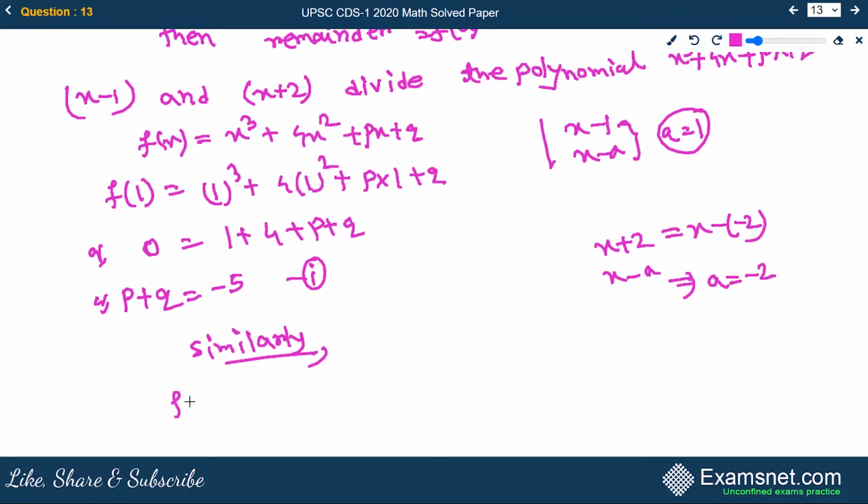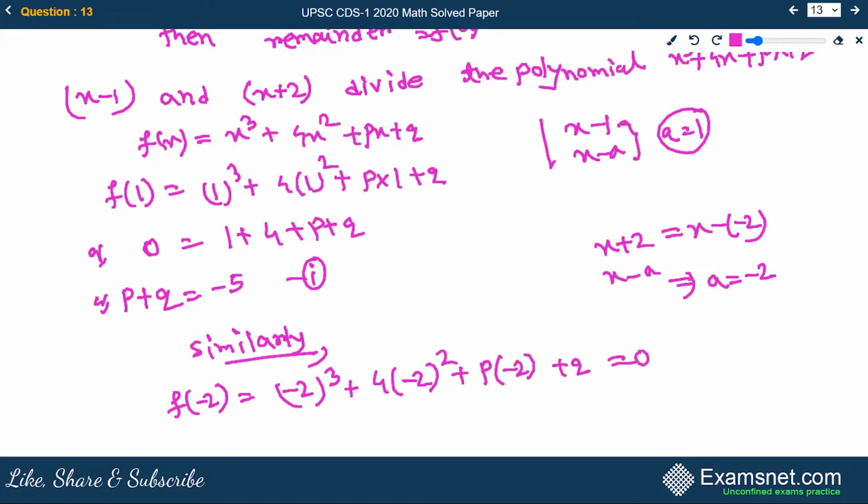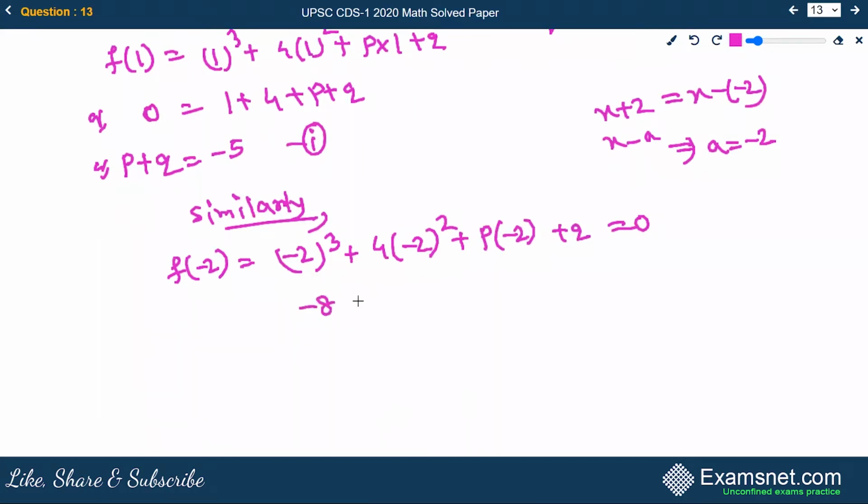So let's find the value for f of minus 2. Minus 2 whole cube plus 4 times minus 2 whole square plus p times minus 2 plus q equals to 0. So further we'll get minus 8, 2 2s are 4, 4 4s are 16, minus 2p plus q equals to 0, or 2p minus q equals to 8. Let's name it equation number 2.